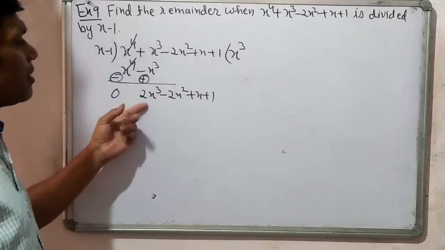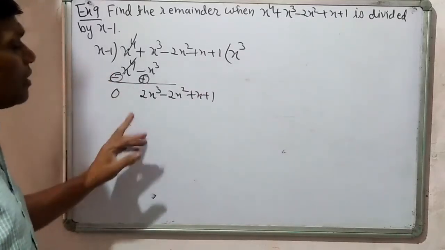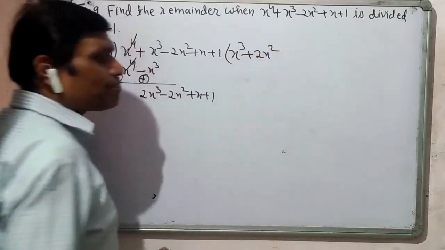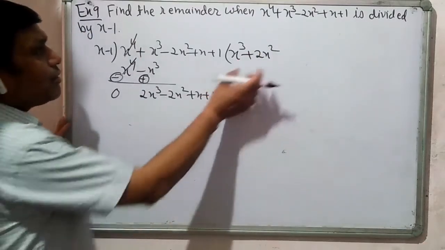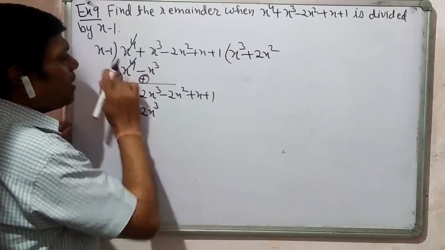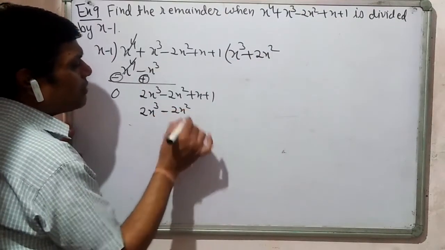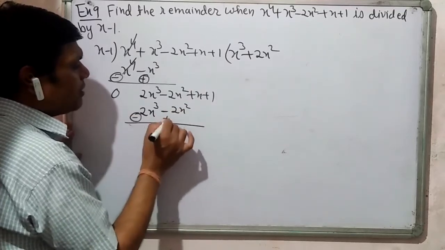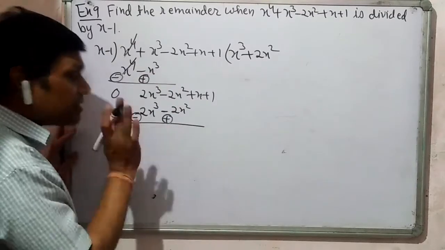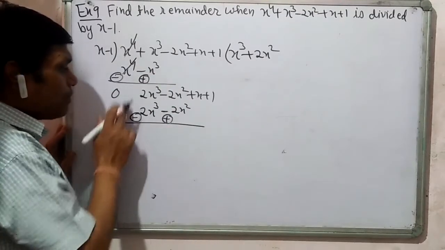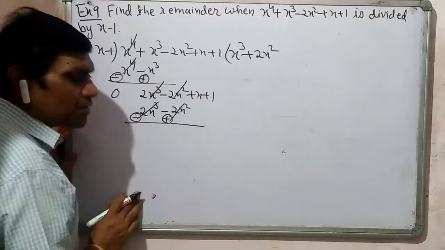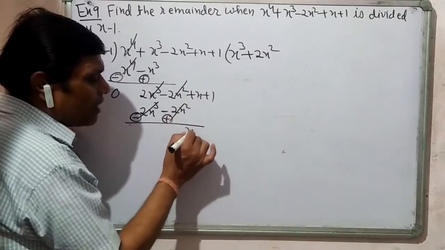Right? Highest degree terms divided. Twice x cube divided by x plus twice x square. Right? 2x square into x, twice x cube. 2x square into minus 1, minus 2x square. Change the signs first. Don't just see they are the same. After changing the sign, if they are cancelling, yes, they are cancelling. Opposite signs, cancel. Copy down the remaining x plus 1.